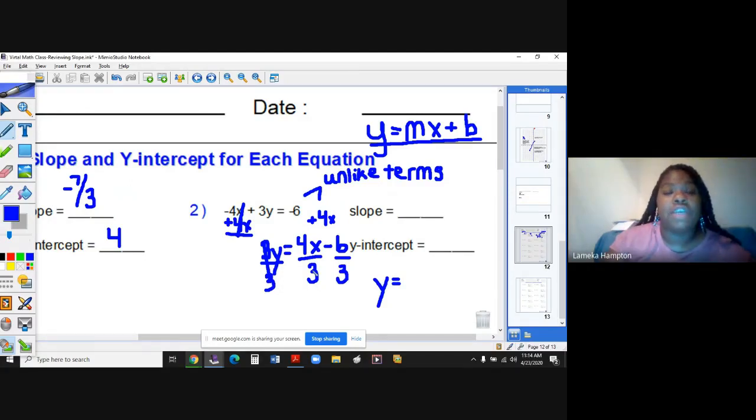Remember, you want to keep your answer in a fraction. You do not want to change it to a mixed fraction, or to a decimal or anything like that. You want to keep it as a fraction. So my answer here would be 4.